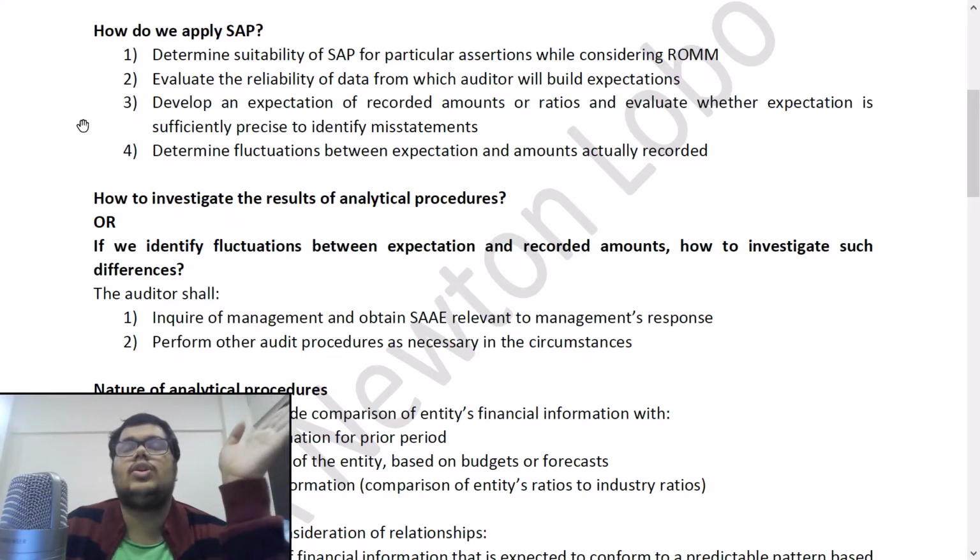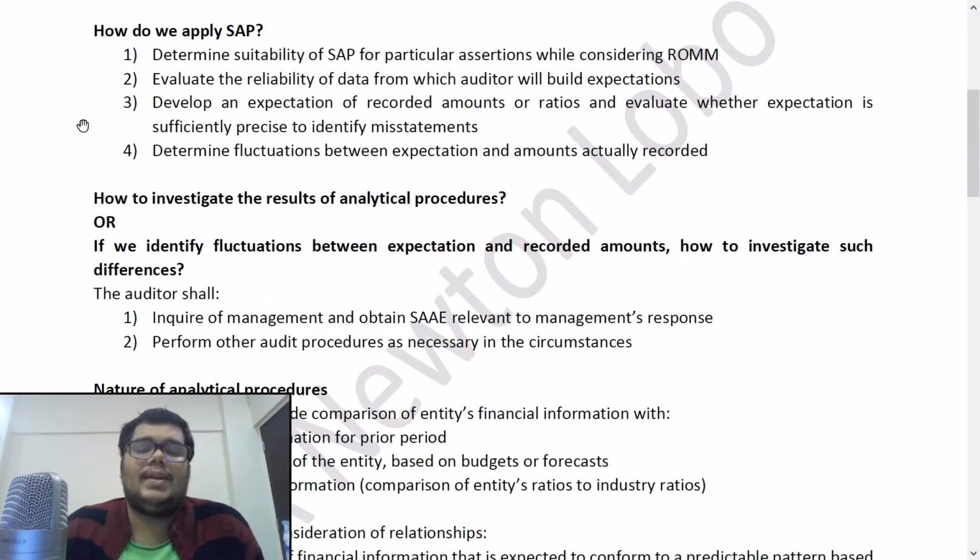You have to compare two periods in substantive analytical procedures, so you have to ensure that both the sources of data are reliable. Point number three, develop an expectation of recorded amounts or ratios and evaluate whether the expectation is sufficiently precise to identify misstatements. So what are they saying? Once you get two amounts, then you try to develop an expectation of the other amount. Or let's say you have got last year's number, you try to estimate this year's amount by whatever information you have, and then you check whether the actual amount this year matches with this year's expectation or not.